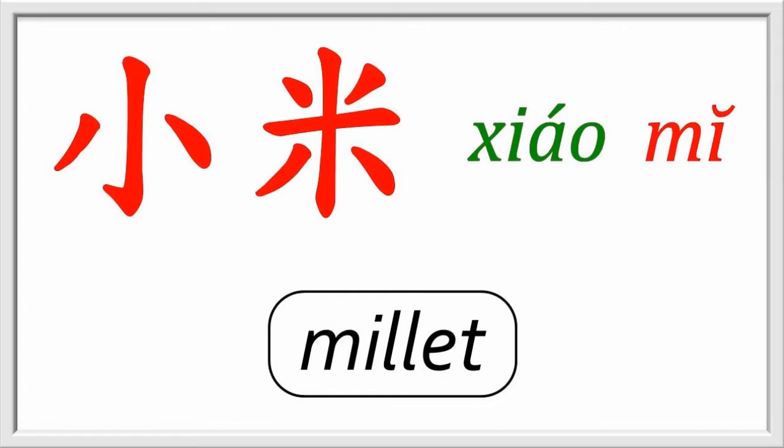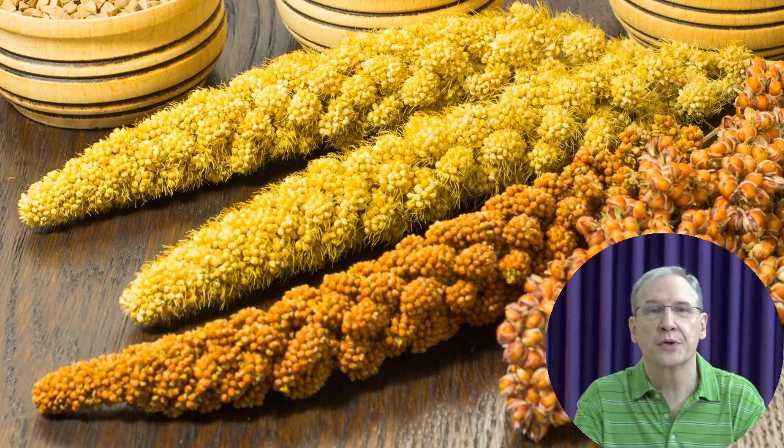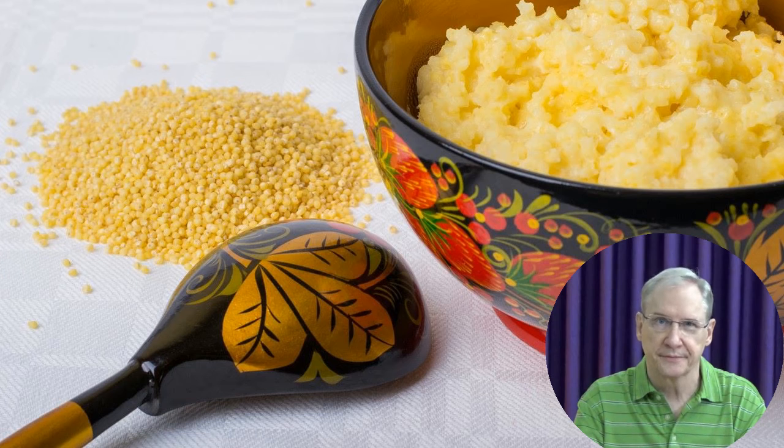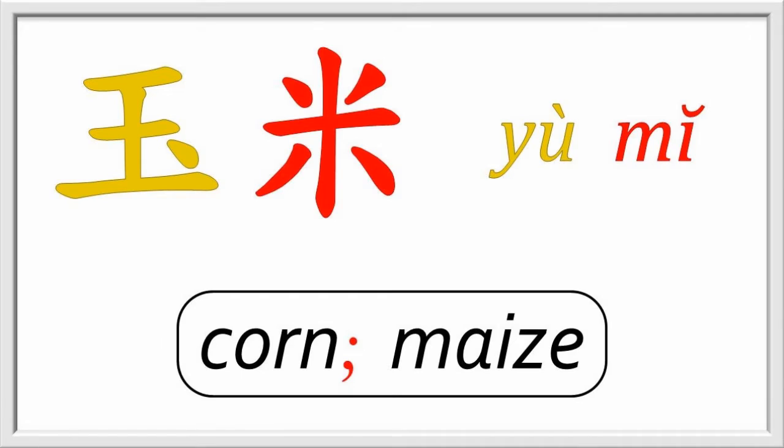The first is 小米, meaning millet, a cereal grass with tiny grains that are commonly boiled and eaten in northern China in the form of a thick porridge. The second grain is 玉米, literally jade rice, the Mandarin word for corn or maize.